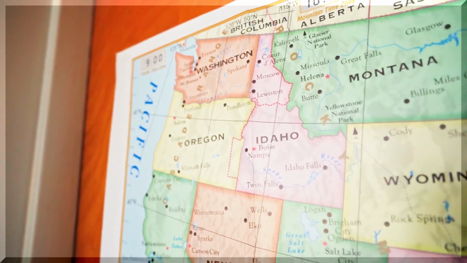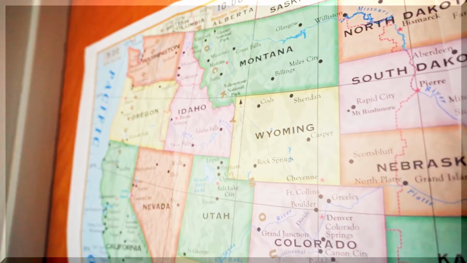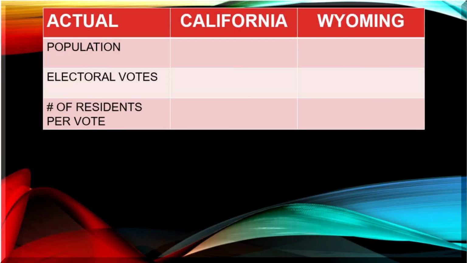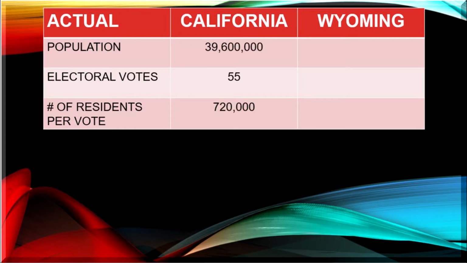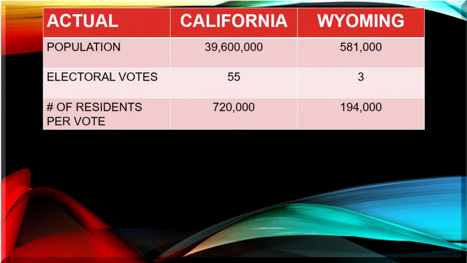Opponents claim that voters in smaller states have more voting power than in larger ones. For example, look at the most and the least populated states, California and Wyoming. California has a population of 39,600,000, and that population gets 55 electoral votes. This breaks down to 1 electoral vote for every 720,000 residents. At the other extreme, Wyoming has a population of only 581,000 people, and they get 3 electoral votes. This breaks down to 1 electoral vote for every 194,000 people.